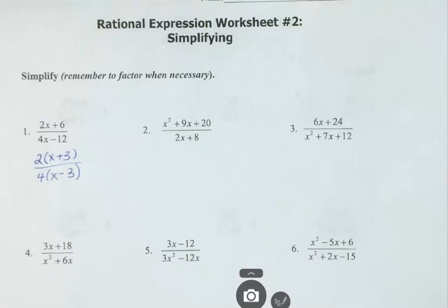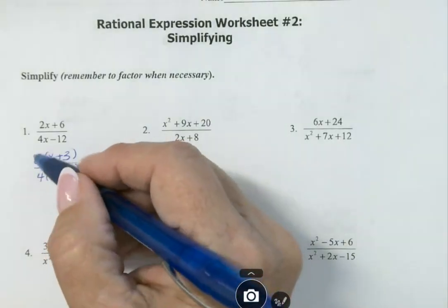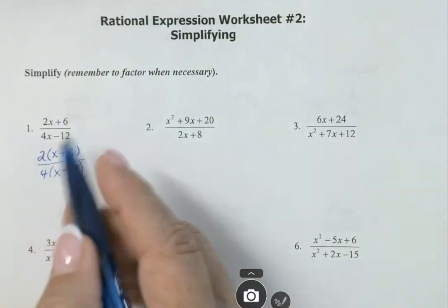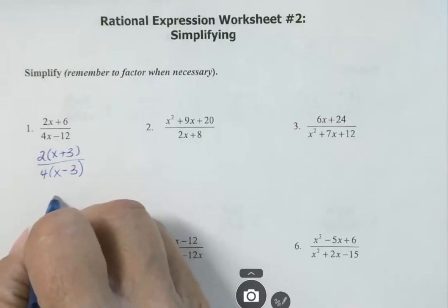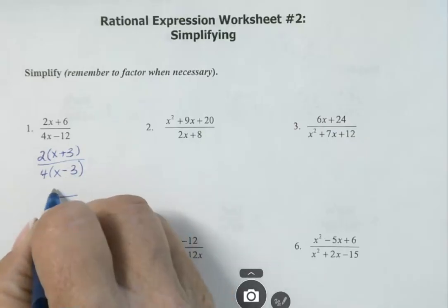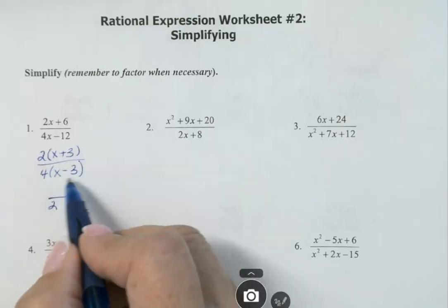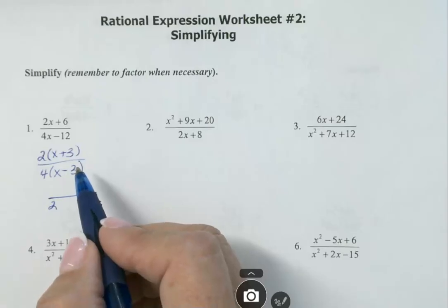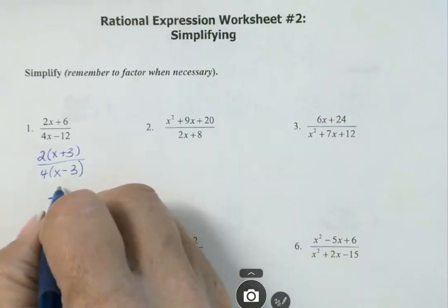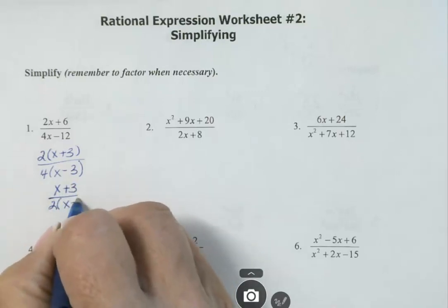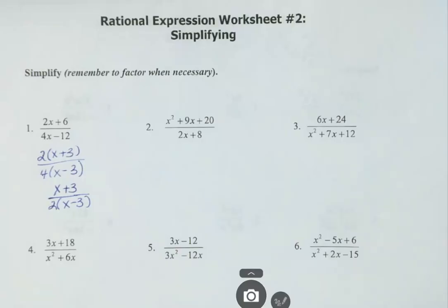And so when I look to see what factors I have in common, I look at my numbers, just like what I normally would. 2 and 4 will reduce to 1/2. So if you want to put the 1 there, you can. You don't need to. And then my other factor is x plus 3 and x minus 3. And so we're looking at and seeing if those are the same. And they are not the same. Therefore, my answer will stay x plus 3 over 2 over x minus 3.